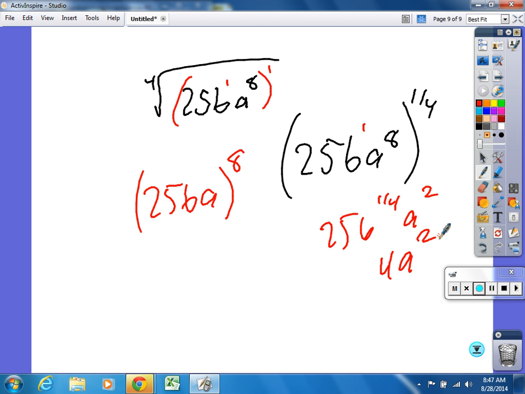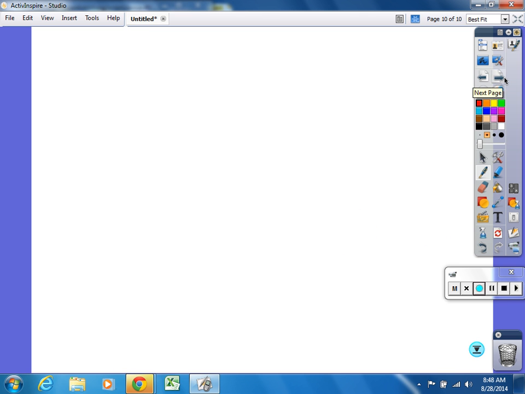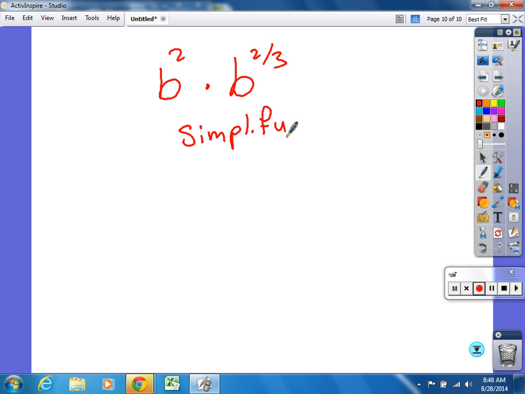Okay? Yes, no, maybe so? Okay. So now I'm going to have you do this. If I have b squared times b to the 2/3, I would like you to simplify, then put your final answer in radical form. That is my goal. Simplify, then in radical form.